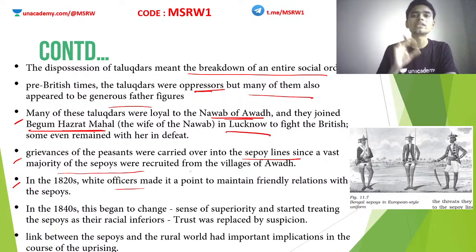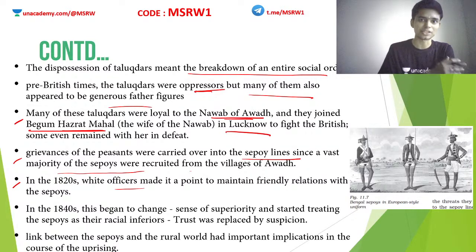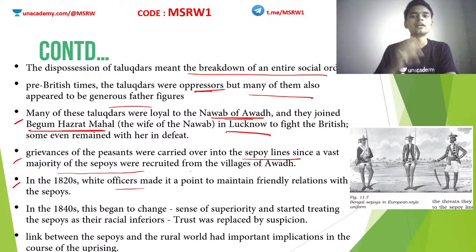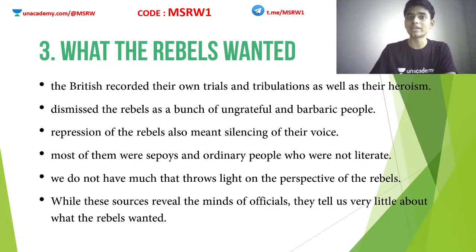But around the 1840s, this also started changing. The British began to consider Indians as inferior people. They began to feel that they were superior to the Indian people. They started to behave in a racist fashion. And once this happened, trust was replaced by suspicion. The earlier friendly relations between sepoys and British officers eventually broke, and the trust the Indians had in the British was replaced by suspicion. So the link between the sepoys and the rural world had an important implication for the revolt of 1857. Because the sepoys were recruited from the villages of India, both the civilians and the sepoys had common concerns. So when they got a chance to rise against the British, they all came together and rose into a mass rebellion.